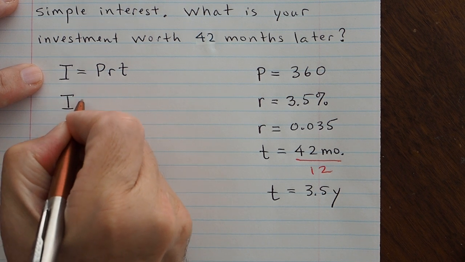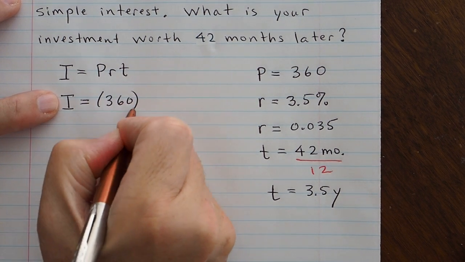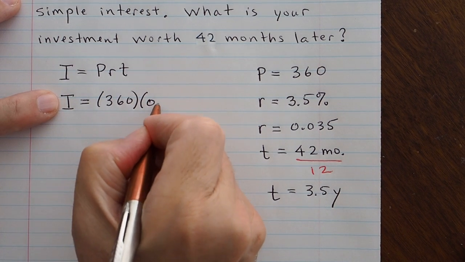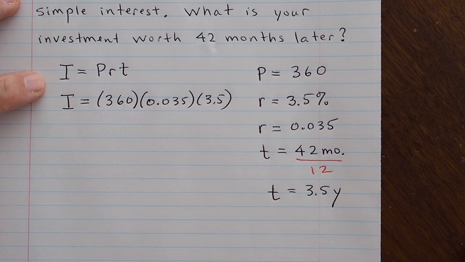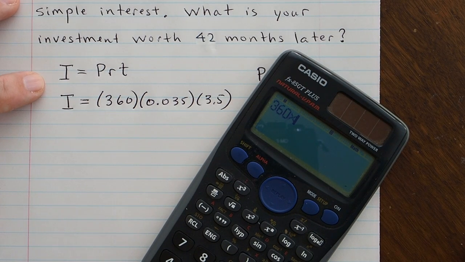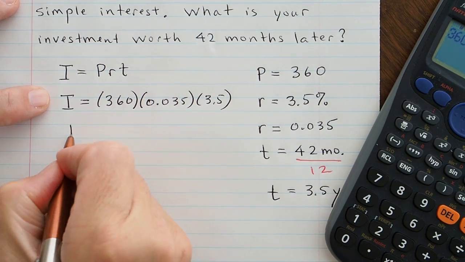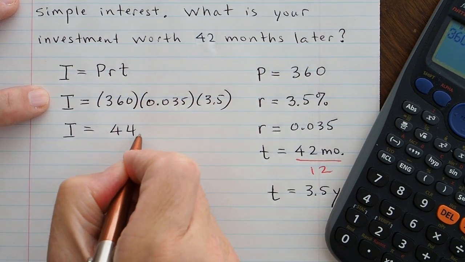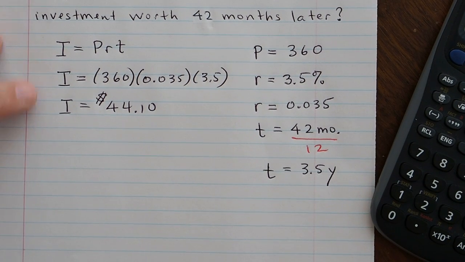So here, capital I is unknown, the dollar value of interest accrued throughout the term of the loan, that's unknown, but principal is $360. The rate is 3.5% or 0.035, and the time is 3.5 years. When I multiply those out, it'll require a calculator, that's for sure. 360 times 0.035 times 3.5 gives us 44.1. So I equals $44.10. That's the interest accrued throughout the term of this investment.